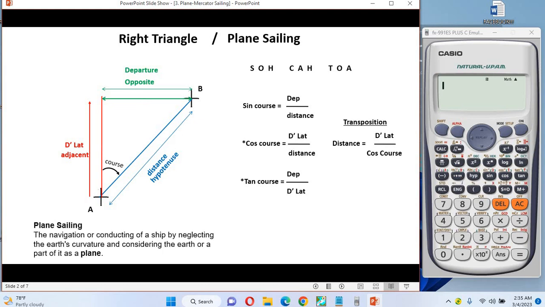So what is plane sailing anyway? Plane sailing is the navigation or conducting a course by neglecting the curvature of the Earth, treating it as a plane. Again, neglecting the Earth's curvature to treat it as a plane. Next, so what is the departure formula? Departure can be calculated by longitude 1 and longitude 2.